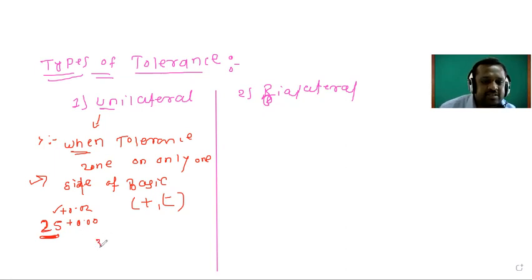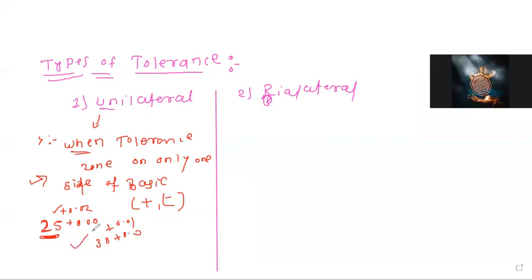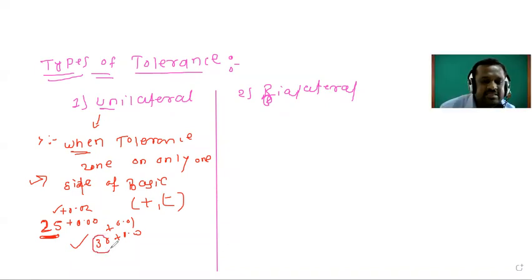Suppose another example is 30 plus 0.01, again plus 0.0. Whether it is unilateral or bilateral? Unilateral. Why is it unilateral? Because see, this is the basic size, and the permissible sizes are shown on only the positive side. They are not showing the negative side. Only positive side means, do we show plus minus here? No.